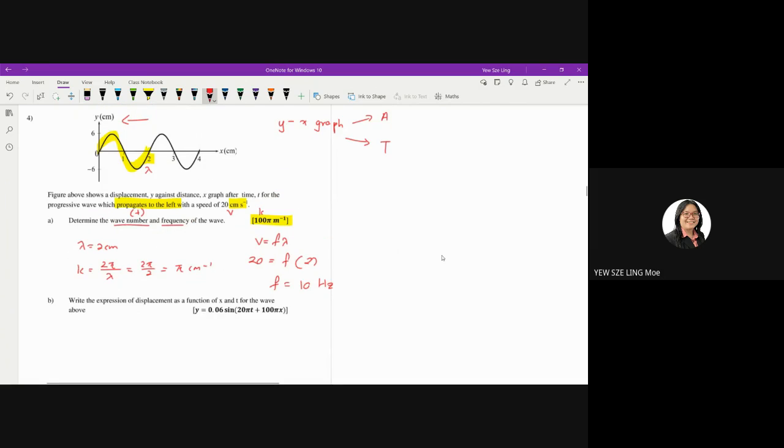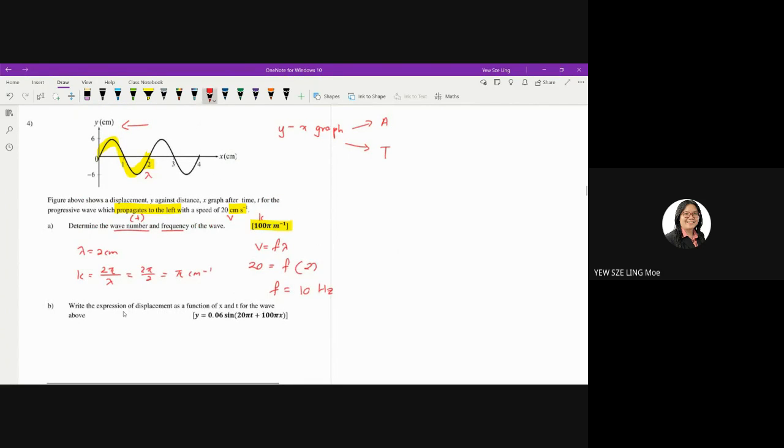Okay, now let's go back to question 4b. Write an expression for the displacement as a function of x and t for the wave above. So now this question asks you to form an equation. How are you going to form the equation?